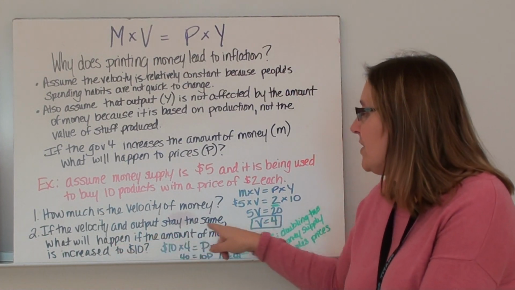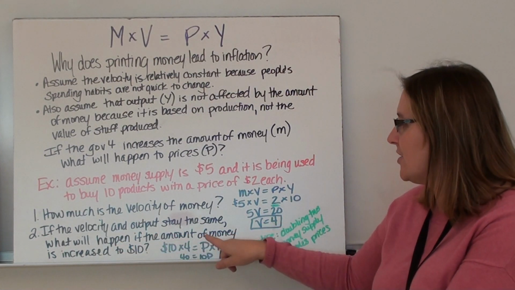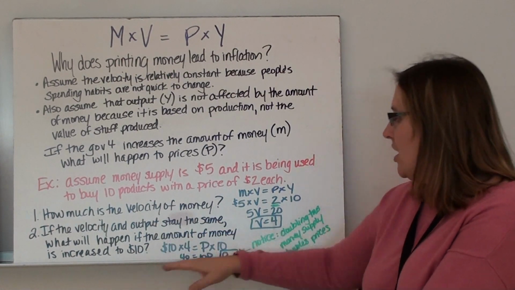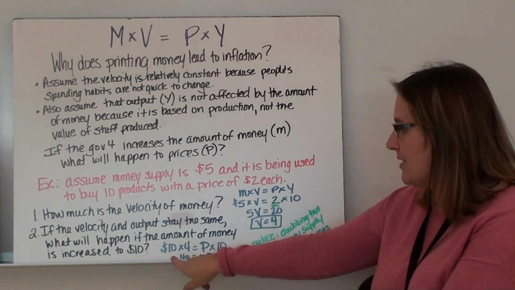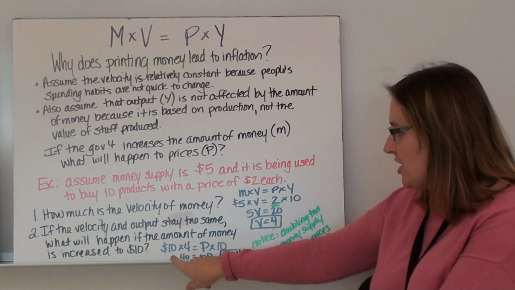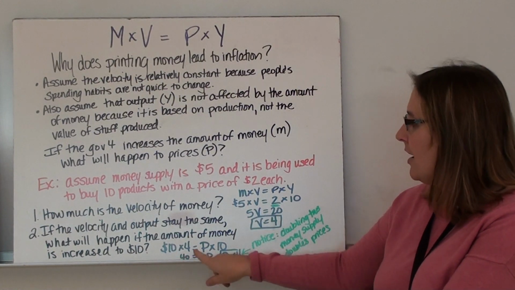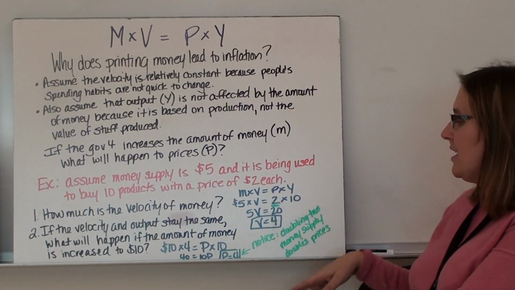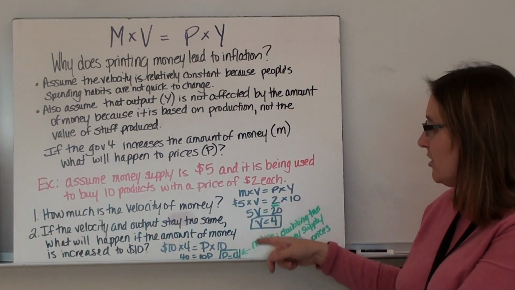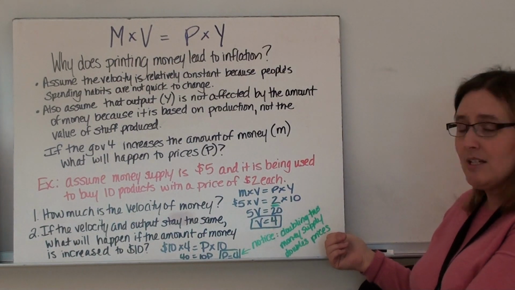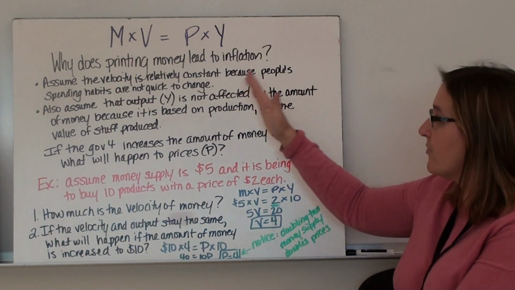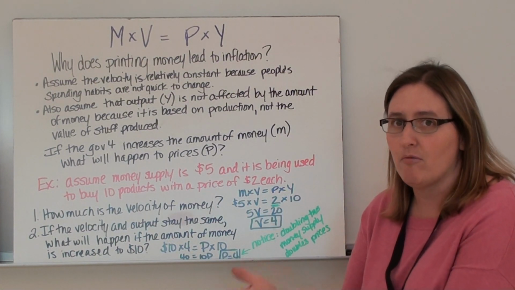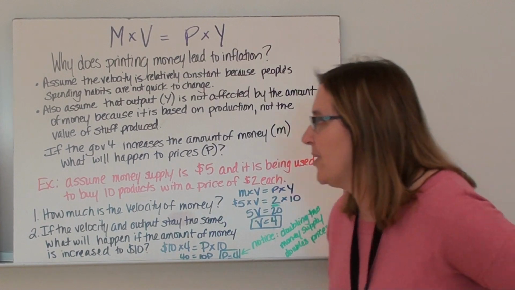So if the velocity and the output stay the same, what will happen if the amount of money is increased to $10? So we do the formula over again and put in what we know. $10, from 5 we change it to 10, times the velocity we figured out, 4, equals P times the same amount of products, 10. So 40 equals 10P, so P is 4. So the price was 2, now it's 4. Notice that when you double the money supply, the price doubles. So this formula is just used to explain why reason number 1 for inflation, the government printing money, works. Why it happens.